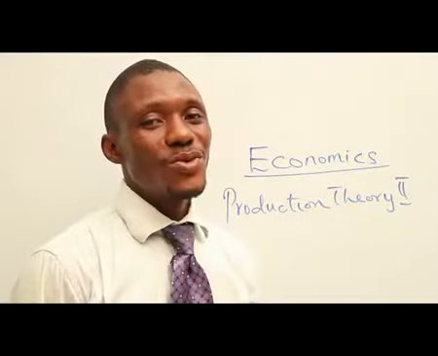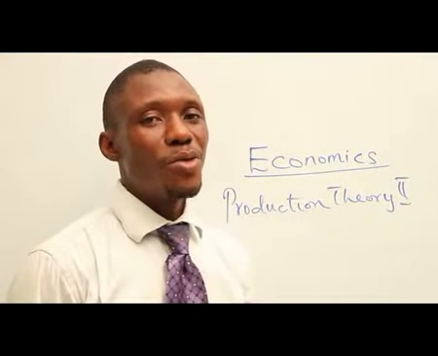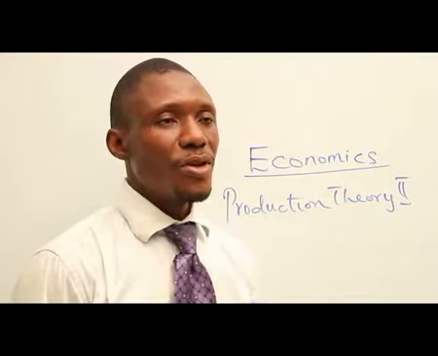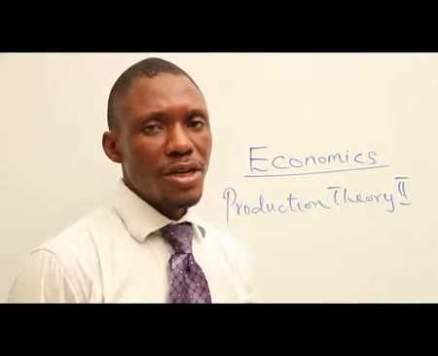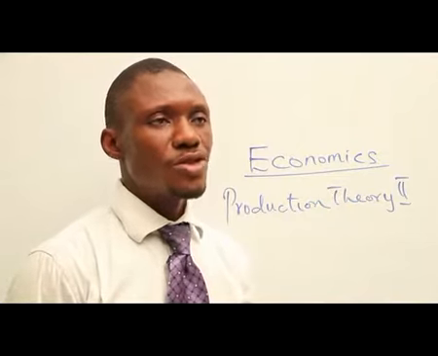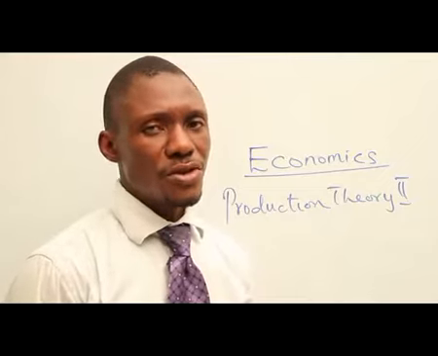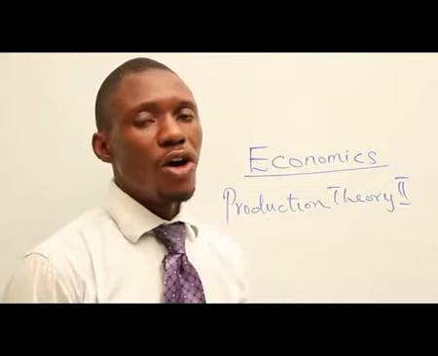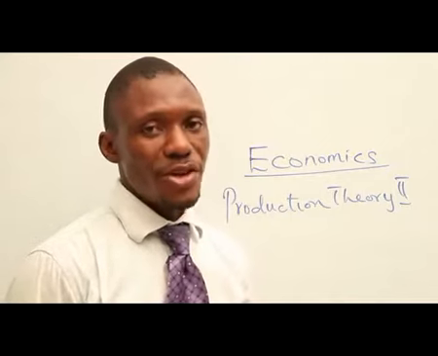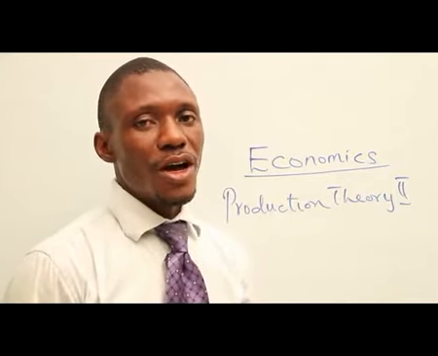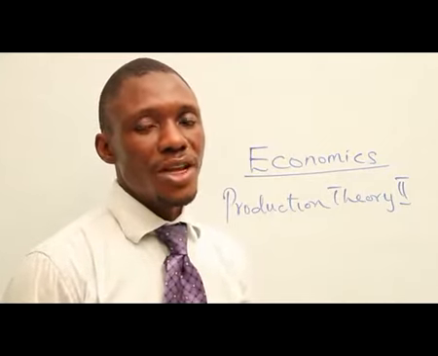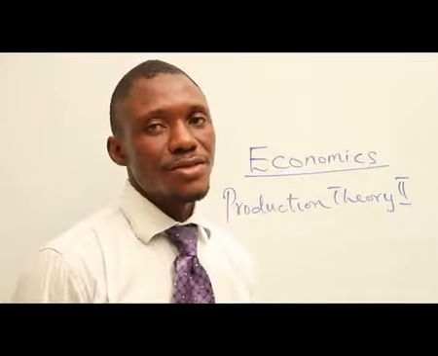Today in economics class, we are going to conclude production, which we call production theory 2. Under this production theory 2, we would like to look at the law of variable proportion. That is where we will be talking about the short-run production function. We will also look at the long-run production function that we call the law of return to scale. So these two are the areas that we'll be looking at today in our economics class.